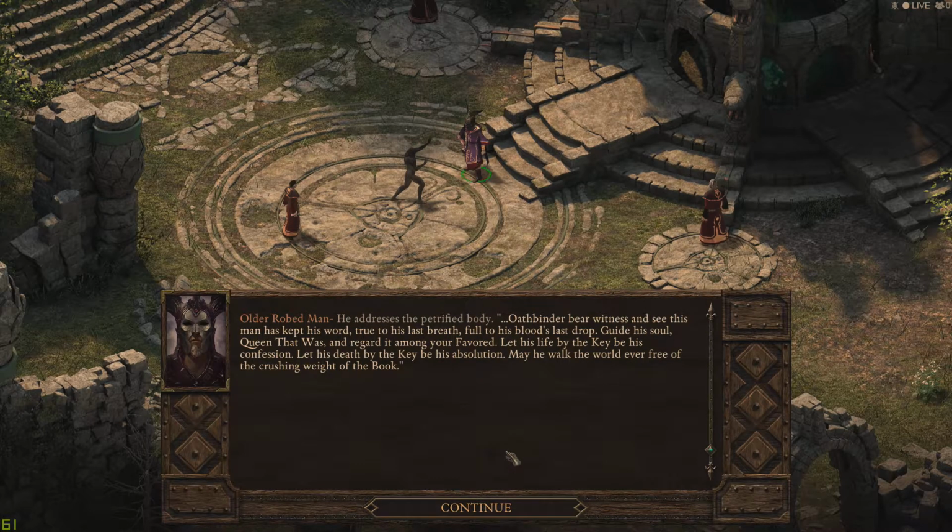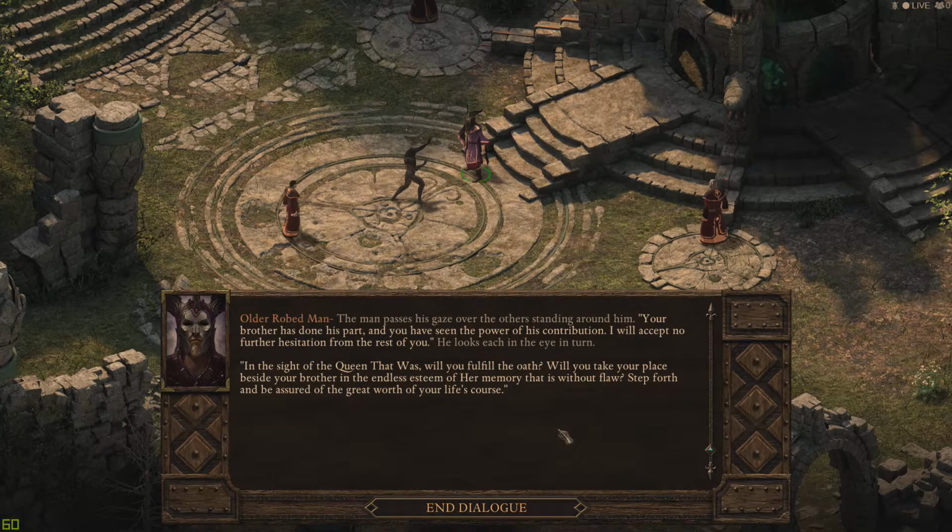Oathbinder, bear witness, and see this man has kept his word, true to his last breath, full to his blood's last drop. Guide his soul, queen that was, and regard it among your favored. Let his life by the key be his confession. Let his death by the key be his absolution. May he walk the world ever free of the crushing weight of the book.